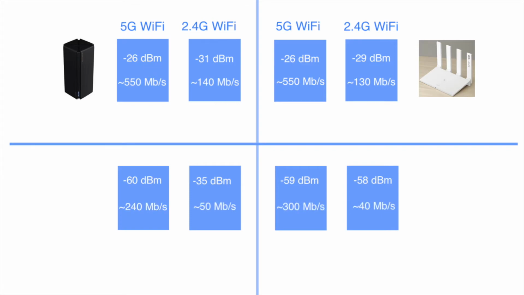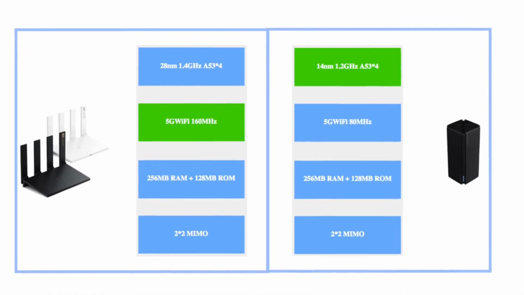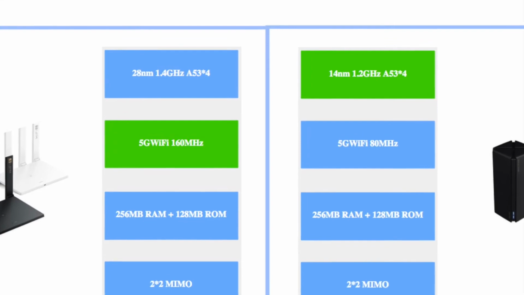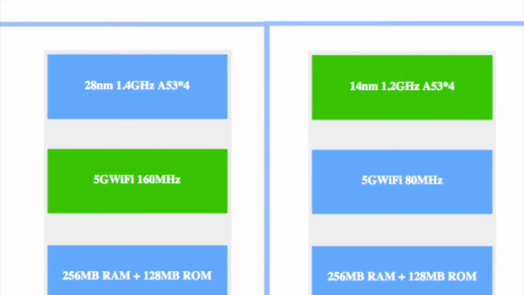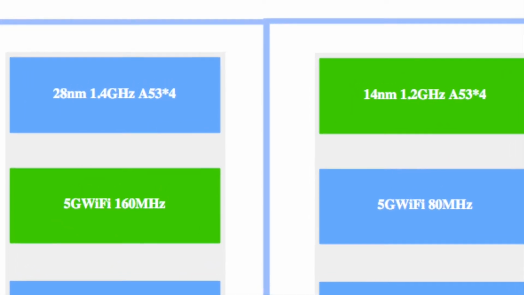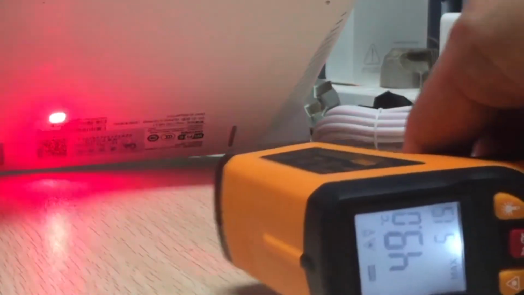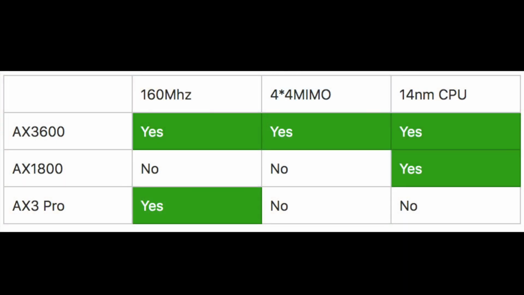From the test, we see both devices have amplifiers, support MIMO, signal strengths are almost the same, and both are cheap. All the difference is that AX1800 is not as fast as AX3 Pro because it doesn't support 160 MHz frequency, but AX3 Pro is not as stable as AX1800 because its 28 nanometer processor overheats. If you need 160 MHz frequency and you can't tolerate the overheating problem, then maybe you should pay more money to buy the AX3600.